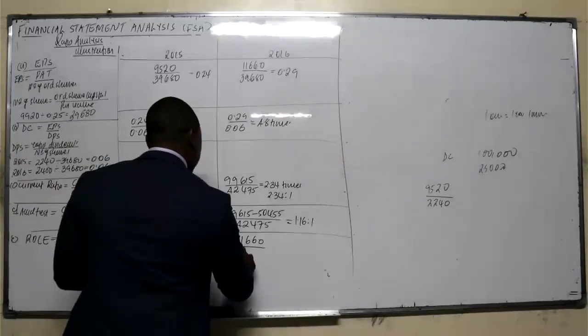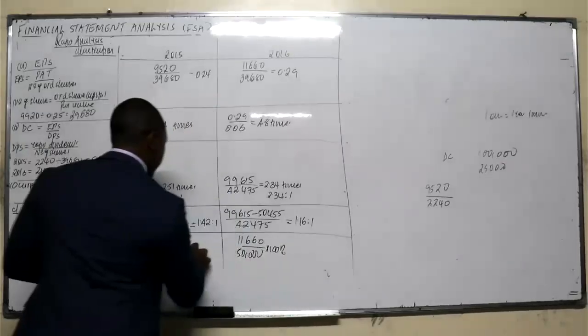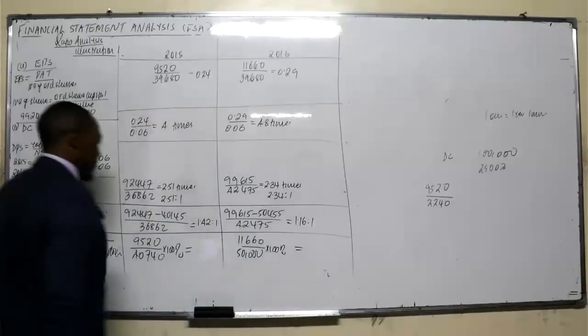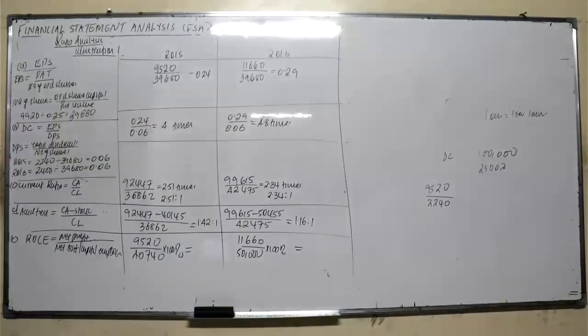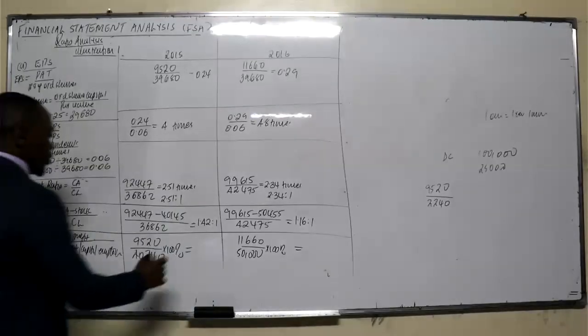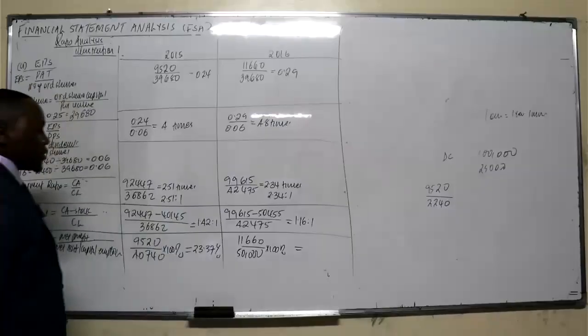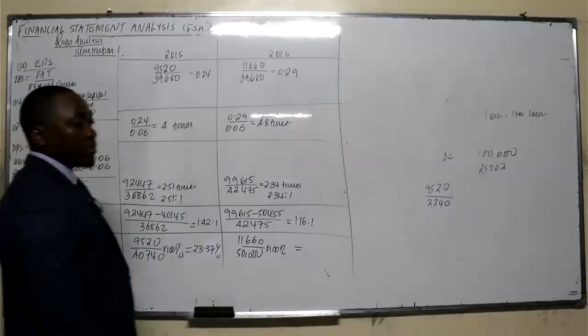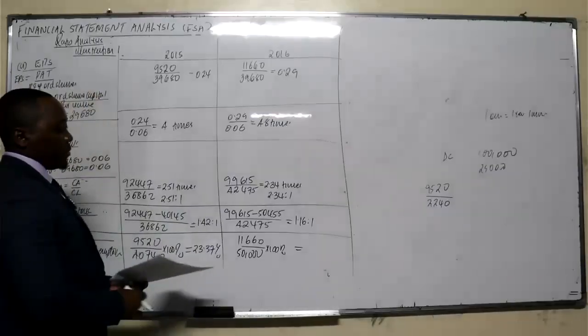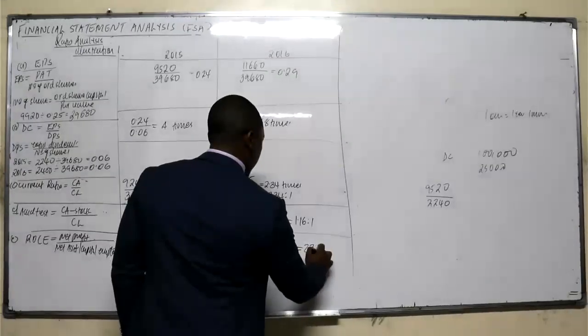This one you take 50,000. What do you get? 23.37%. What about here? 23 point.